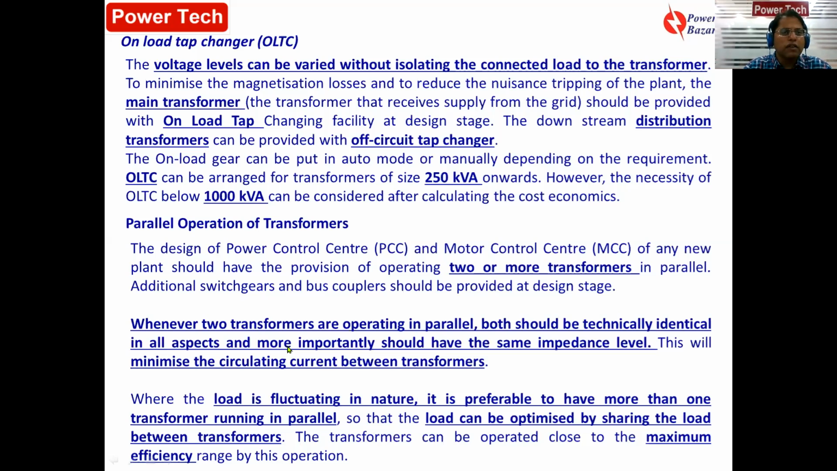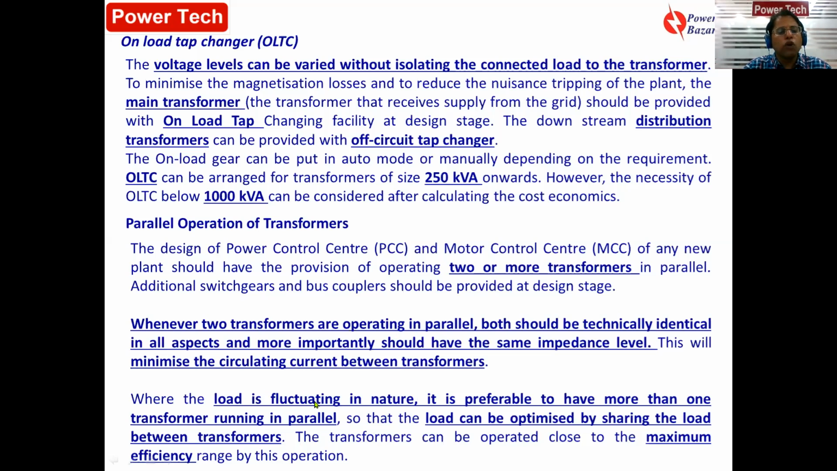So there will be a difference in voltage, due to which a circulating current will be produced. So for running two transformers in parallel, they should be identical. The percentage impedance should be the same. The voltage ratio has to be the same. Then only can you operate the transformers in parallel.